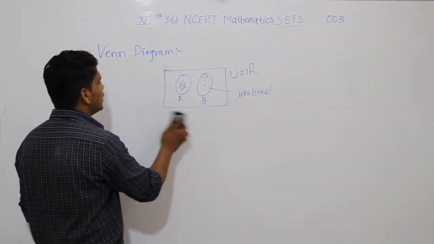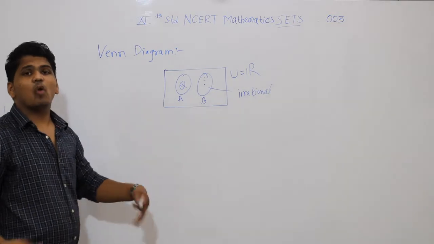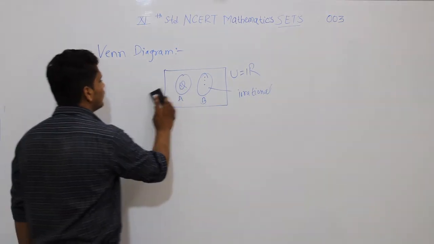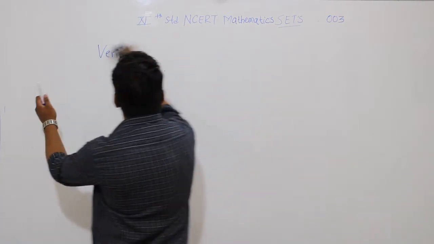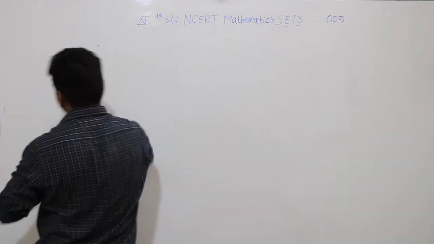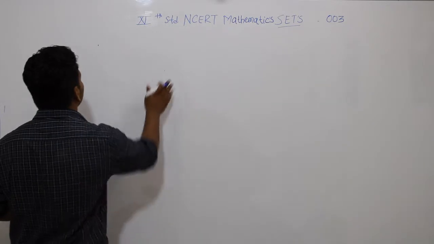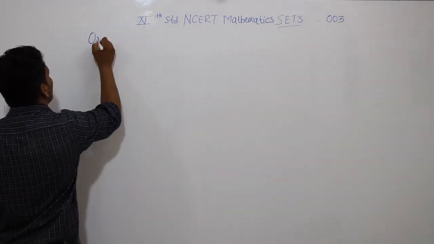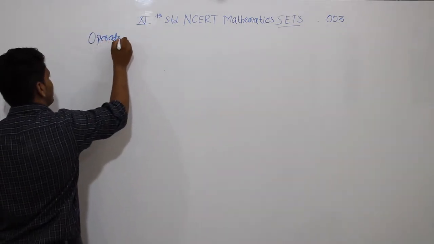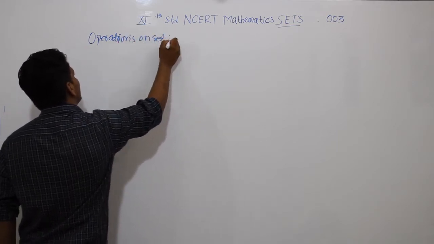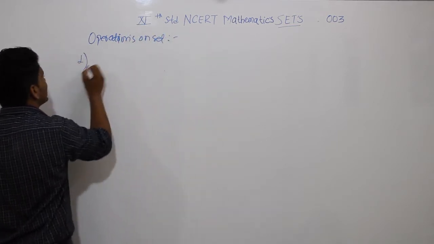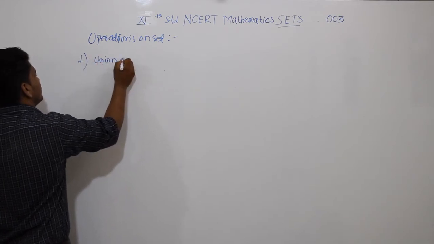Now, actually, we will use these Venn diagrams in operations on sets. How that is going to be useful to us, we will see in the next concept, operations on sets. The next headline is operations on sets, in which the first operation is nothing but the union of sets.